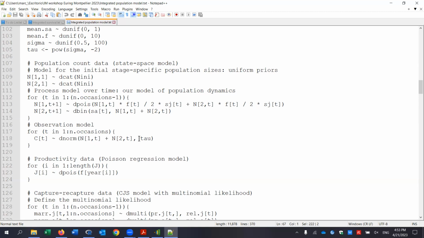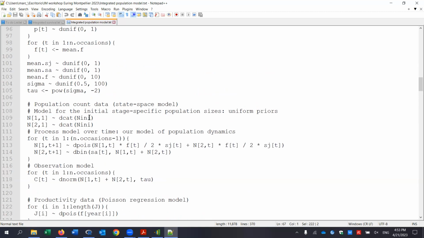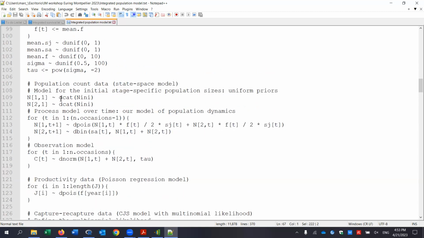Now in JAGS, this is a little bit strange. Somehow the normal distributions are parameterized with precision. So tau is in fact a precision and not a standard deviation or a variance. This just means that we can work with the precision and give a prior for the precision. But usually what we want to do is to give a prior for sigma, the standard deviation. That's what we do here, and then we just calculate tau from sigma.